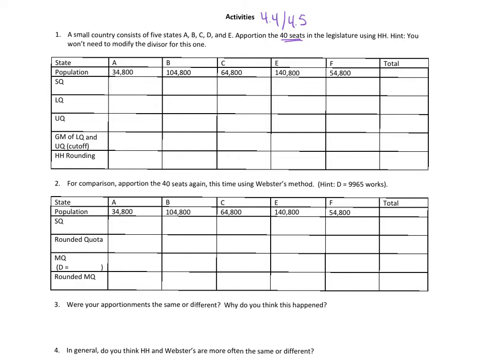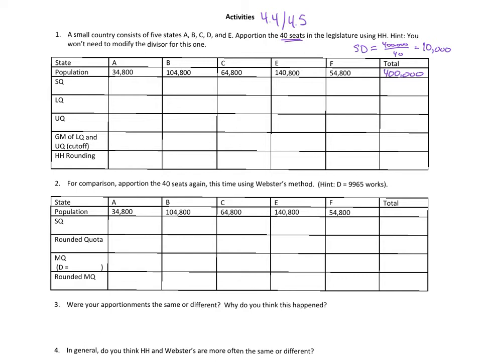Okay, so 34,800. We add up all of these populations to get the total population, and we get 400,000. Then we have to calculate the standard divisor, which is the total population, 400,000, divided by 40 seats. That tells you how many people per seat, and that comes out to 10,000. So the standard divisor is 10,000.